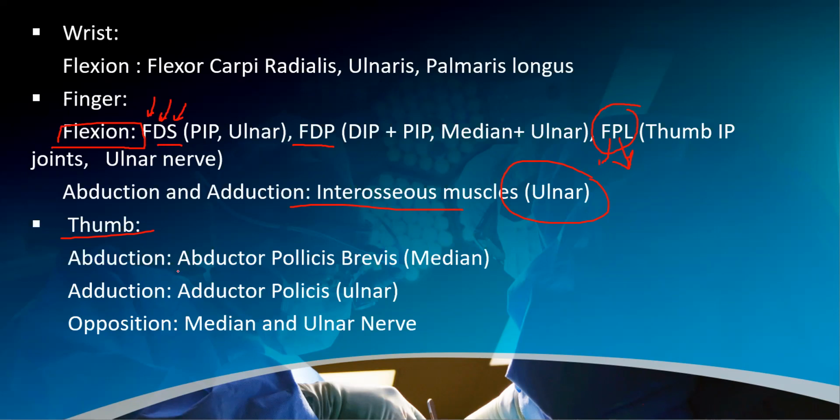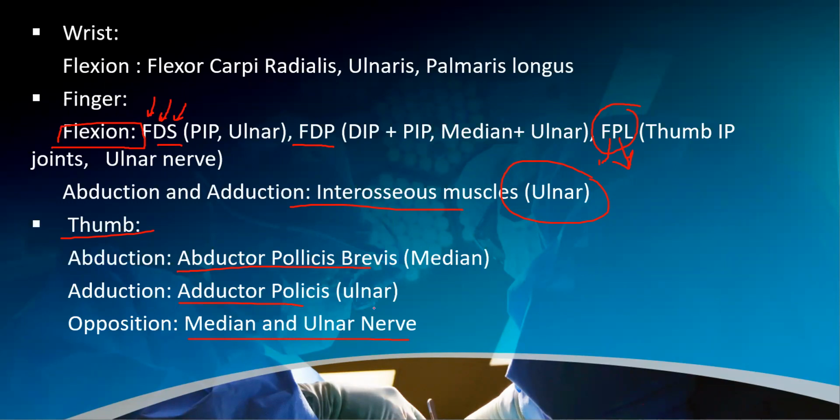Thumb abduction will be given by abductor pollicis brevis. Adduction is given by adductor pollicis. Opposition is mainly where both the median and ulnar nerves help. It's the action of the whole muscles of the hand, like interosseous, lumbricals, all the things. So here, you need to know what muscles are supplying what movement and also their nerve supply. It's a little tough, but you have to explain it because the examiner will mark you based on the landmarks that you're talking about.